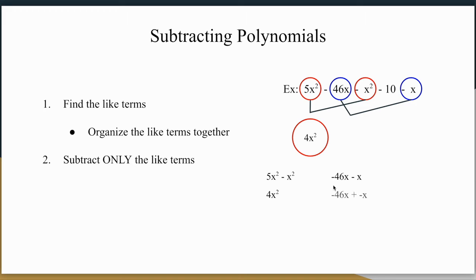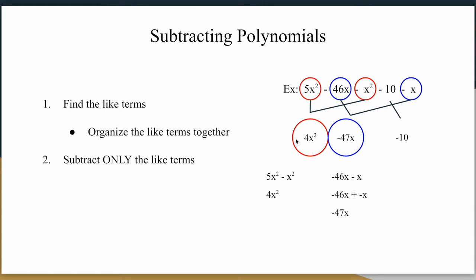So to do that, we get negative 46x plus negative x. Okay, now combining this negative 46 and this negative 1 here, right? This imaginary 1, we get negative 47x. Okay, so we're going to bring that up here, negative 47x. Now we're going to bring this negative 10, which is an unlike term, downwards. And now we're going to combine them.